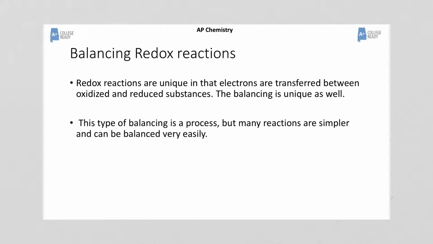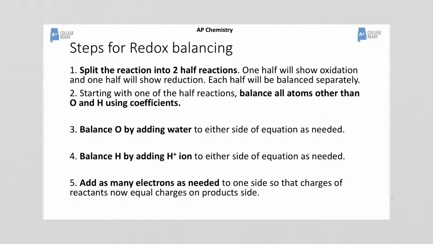Balancing redox reactions, some are going to be simpler than others, but the balancing is unique. We've got this transfer of electrons, and there are some extra steps that are required instead of just looking at a reaction and adding coefficients. So we're going to go through a more involved example and then a simpler example, but let's go through the steps first, and then I'll show you how to apply those.